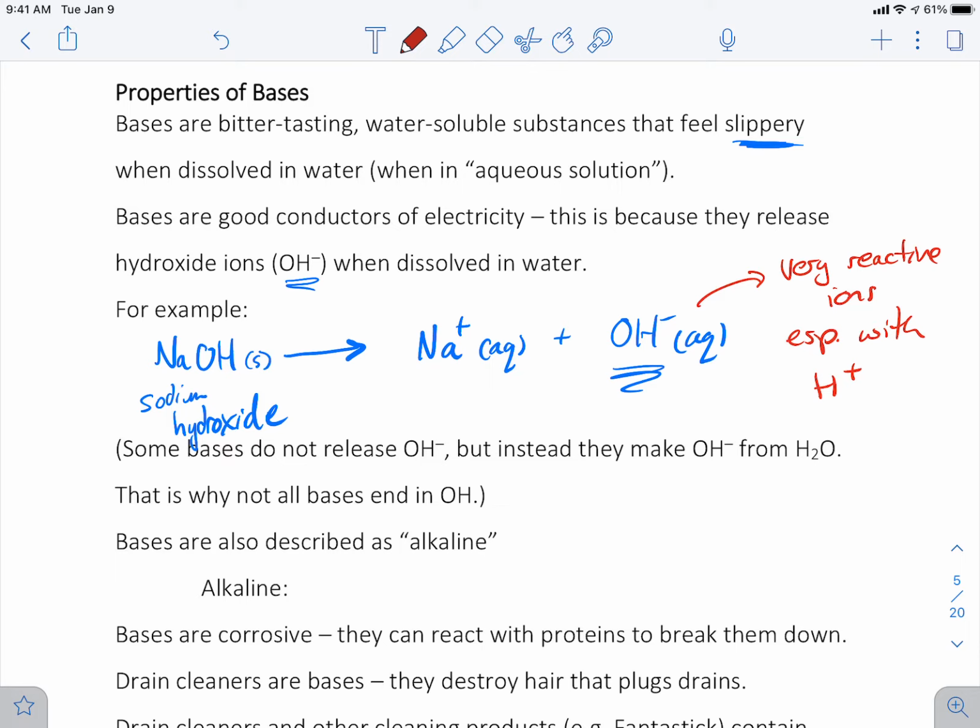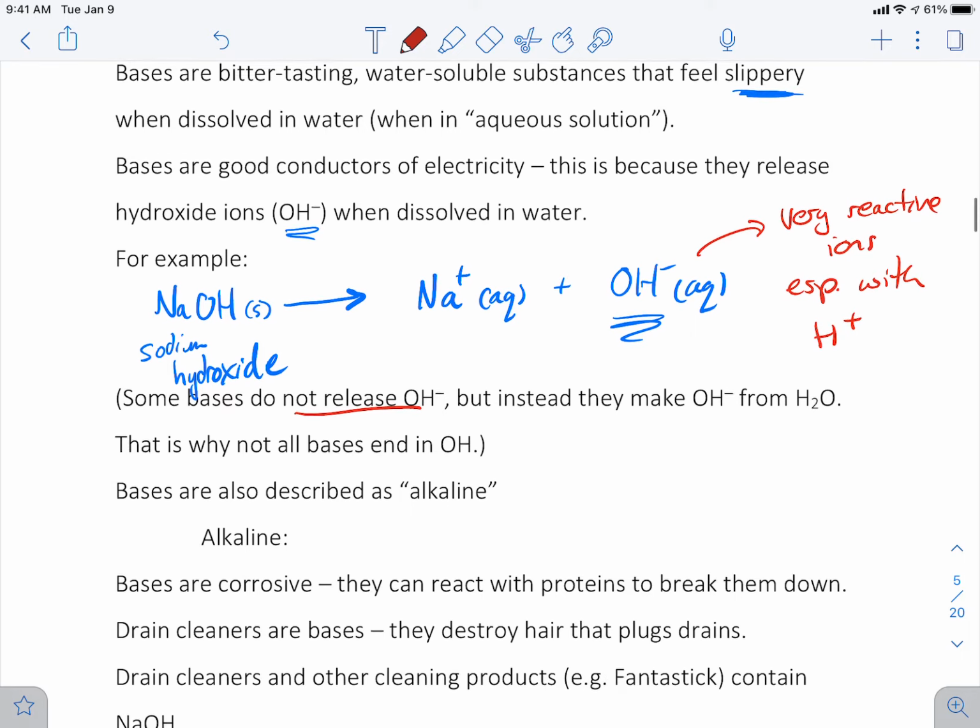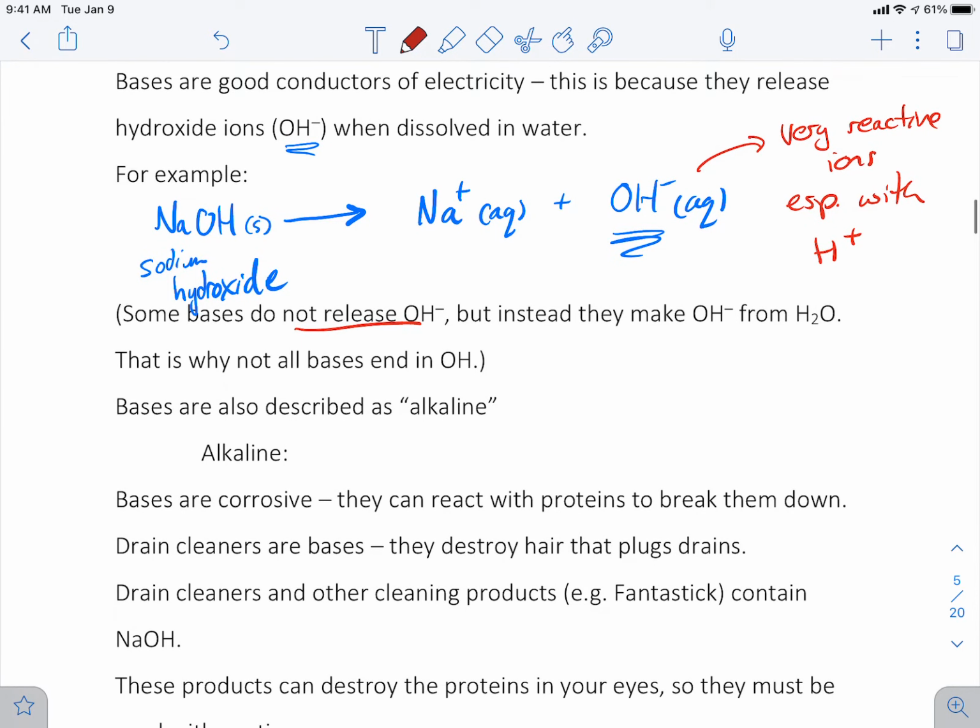So some bases do not release hydroxide, but instead make hydroxide from water. That's another way they can do it. And that's another reason why not all bases end in OH. So we will have to keep track. Not all bases can directly release it, but they might indirectly cause OH to arrive in the solution. But that's probably something we'll deal with a little bit more in grade 11 chemistry.